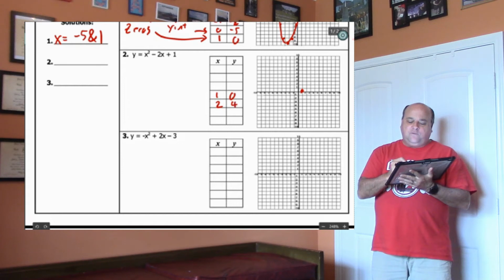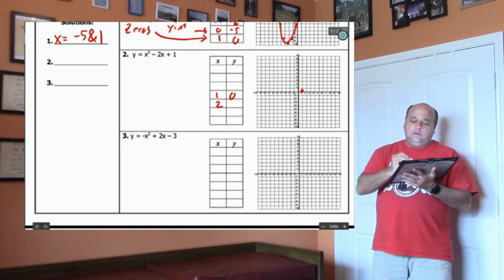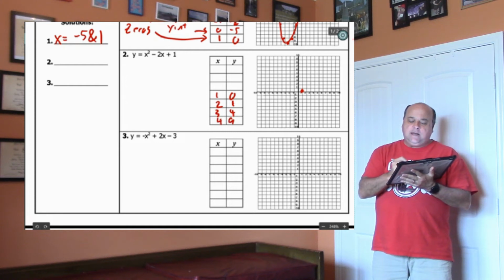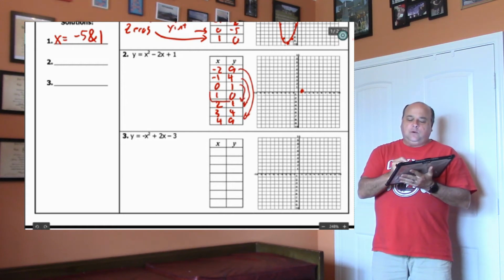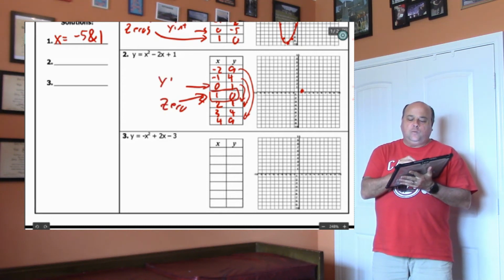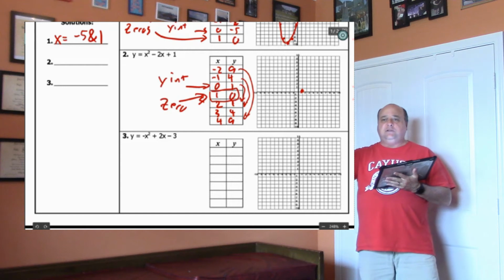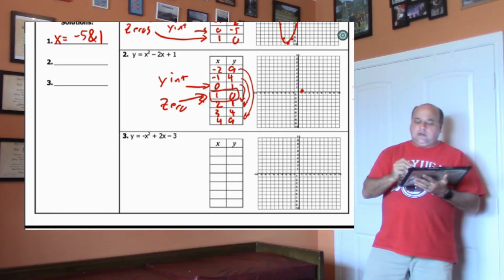So 2 would be 4, 2 would be 1. 3 would be 4, 4 would be 9, and then 0 would be 1, -1 would be 4, and -2 would be 9. These numbers are going to flip, aren't they? Because it's symmetrical. This number right here is your 0, and this right here is your y-intercept. The zeros in opposite spaces, right? Something you need to remember.